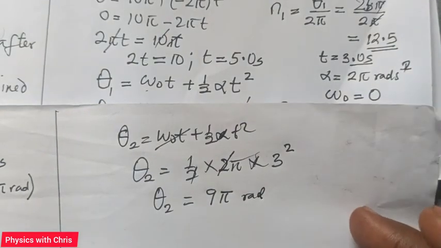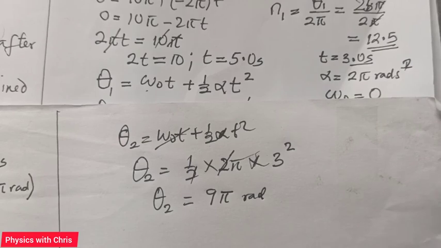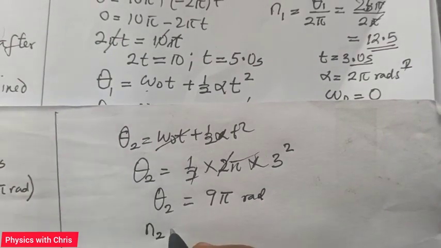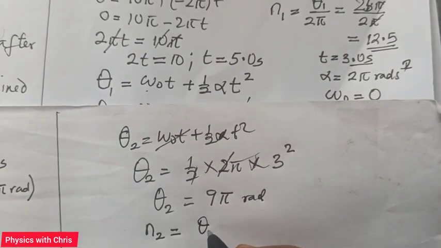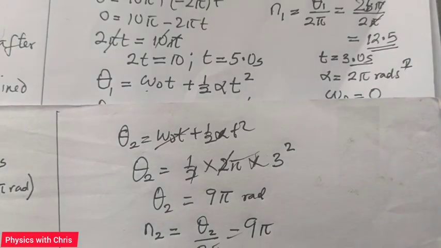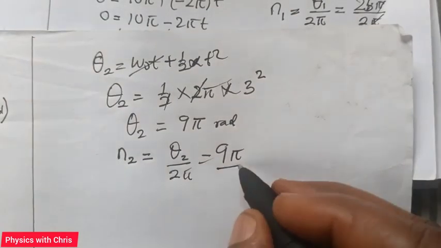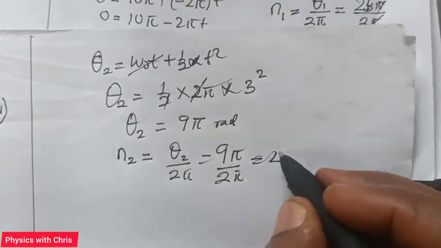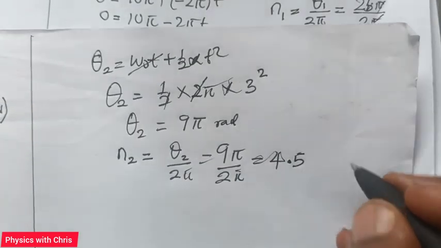We're assuming that after the body stops, it continues motion for the next 3 seconds. So the number of revolutions now is theta divided by 2 pi. That is 9 pi divided by 2 pi, which gives me 4.5 revolutions.